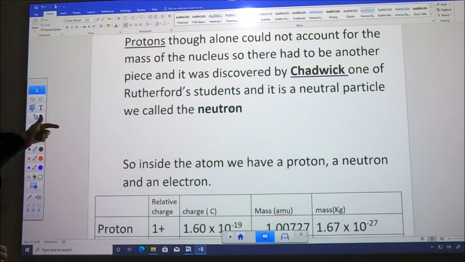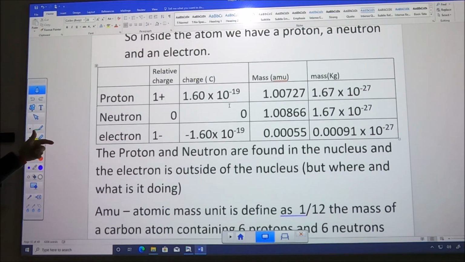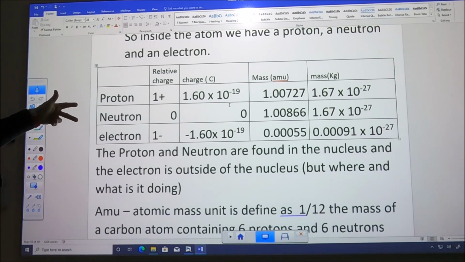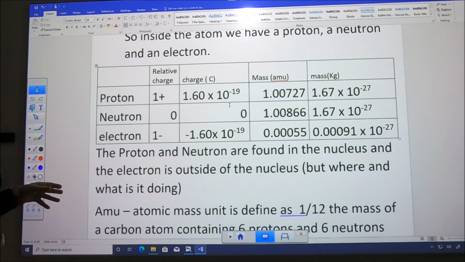So now let's look at the atom. Okay? We've changed a lot from being a solid sphere to an atom being made up of 3 components: protons, neutrons, and electrons. The proton has a relative charge of +1, the neutron 0, electron -1. I've given you their absolute charges in coulombs. Don't worry about that until you take my physics class. You're not going to have to worry about that.